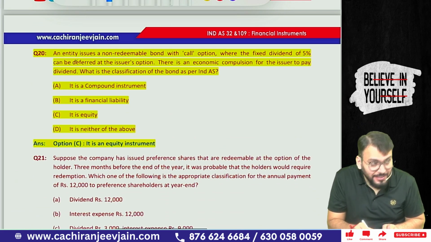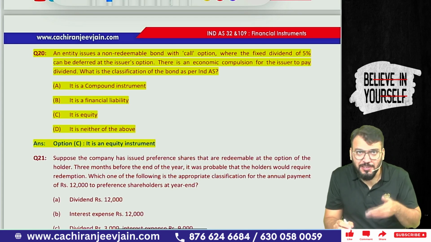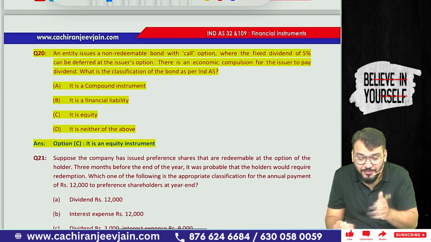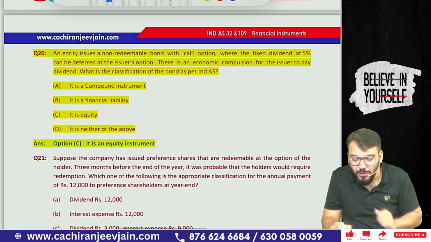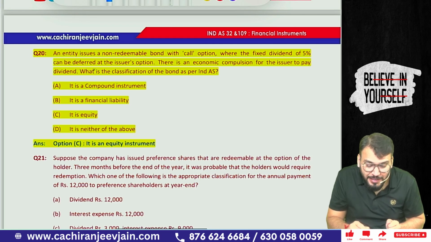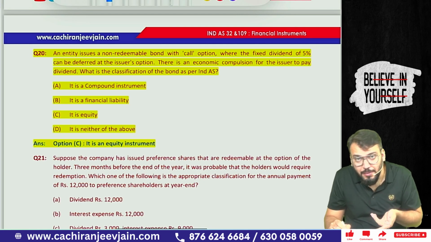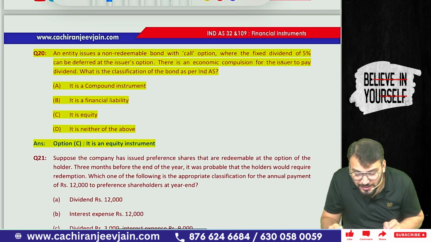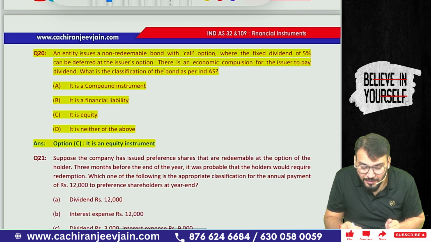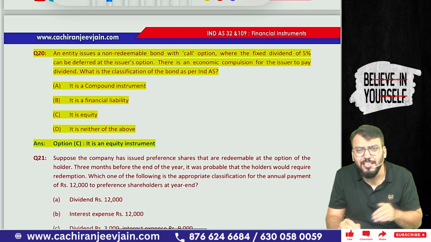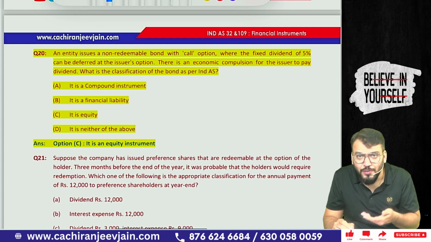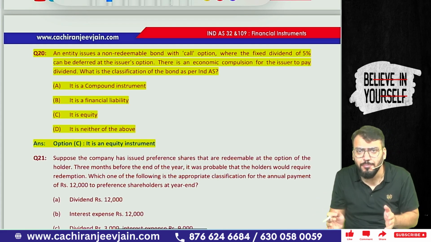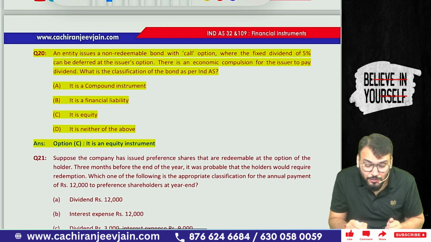So an entity issues a non-redeemable bond. Non-redeemable means irredeemable with a call option. With a call option means there is a right to buy with the entity. Means the option to redeem is not with the holder. The fixed dividend of 5% can be deferred at the issuer's option, and it is irredeemable with a call option, meaning the repayment right is with the entity, and there is a fixed dividend which can also be deferred by the entity. There is an economic compulsion for the issuer to pay dividend. Normally, even though we have a right to defer the dividend payment, there can be economic compulsion. Economic compulsion means for the reputation of the company we should pay the dividend, but this does not mean that they do not have the right to defer it.